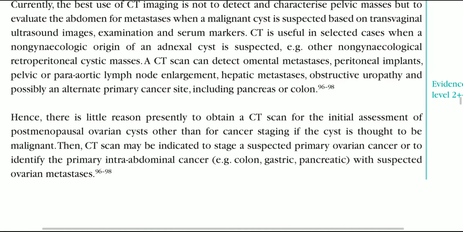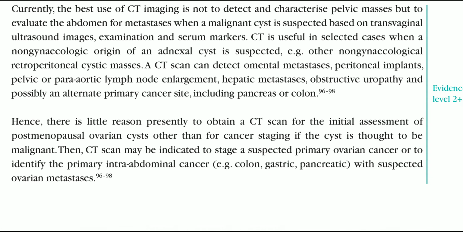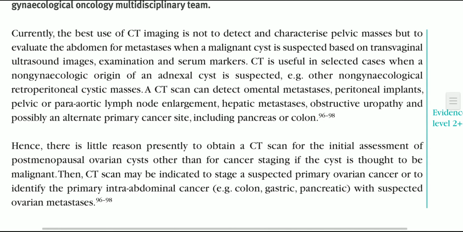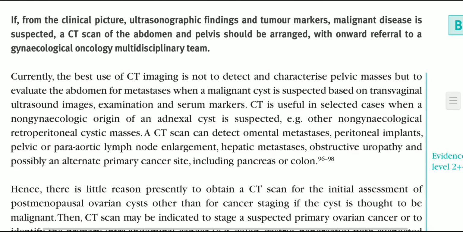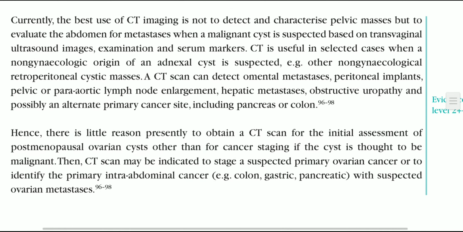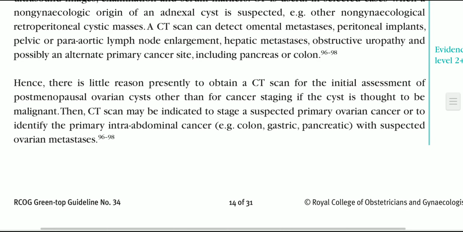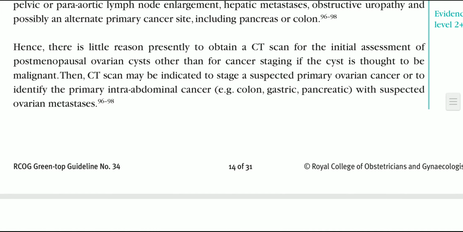So it's written in the last line of this page that whenever there is any suspicion, then CT scan may be indicated to stage a suspected primary ovarian cancer, or to identify the primary intra-abdominal cancer, like colon, gastric, or pancreatic, with suspected ovarian metastasis. This is in order to differentiate between ovarian and other types of cancer, because the ovarian tumor which we diagnose might be the result of metastasis. So in order to differentiate between that, it's very important to do the CT scan. The role of CT scan comes at that point.